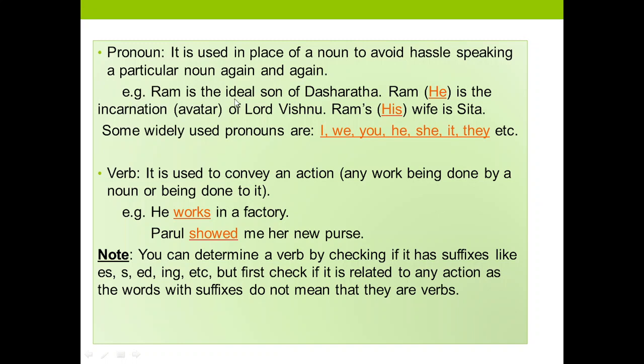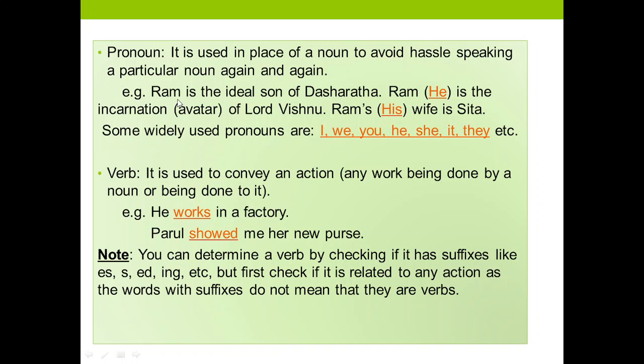Ram is the ideal son of Dashrath. Ram is the incarnation, avatar of Lord Vishnu. Ram's wife is Sita. By reading these three sentences, it seems a bit strange, because we are repeating Ram again and again, and this repetition is not something which we like. So to avoid this repetition, we have this concept of pronoun.